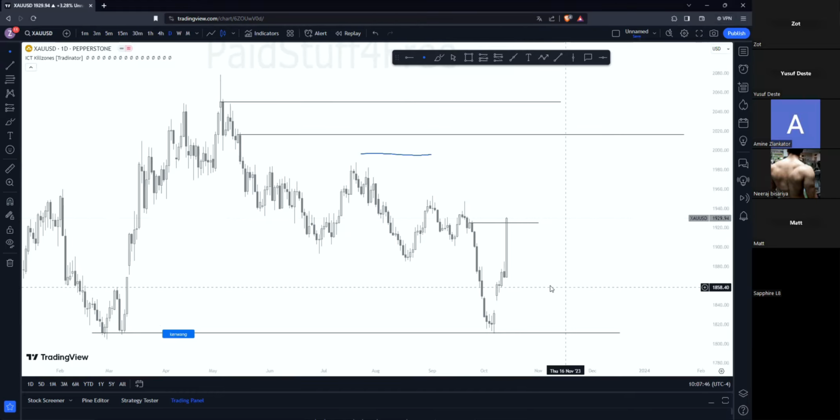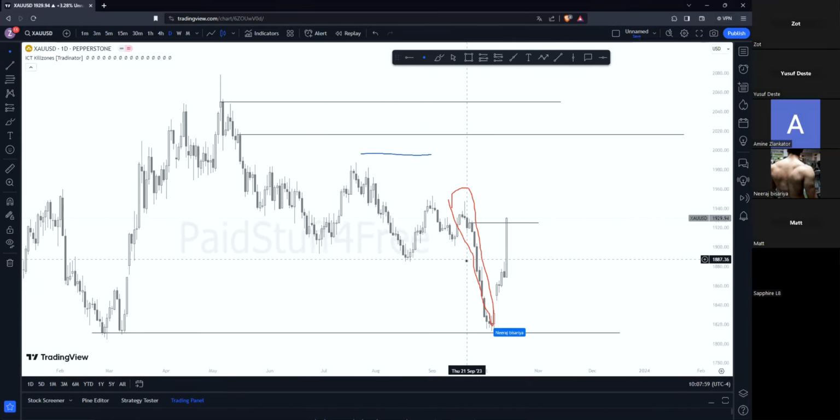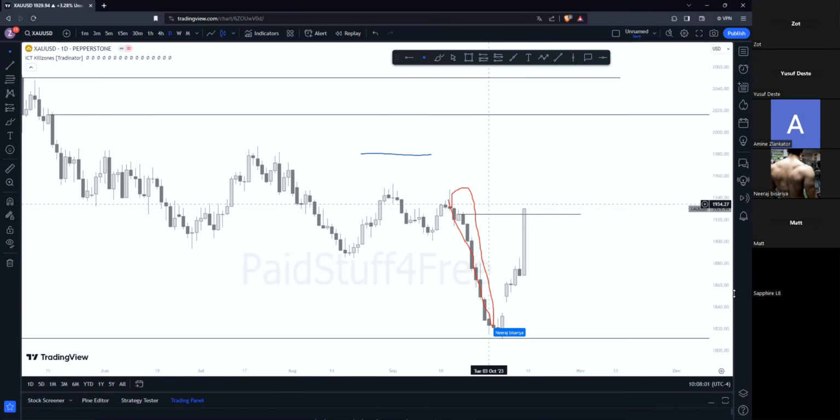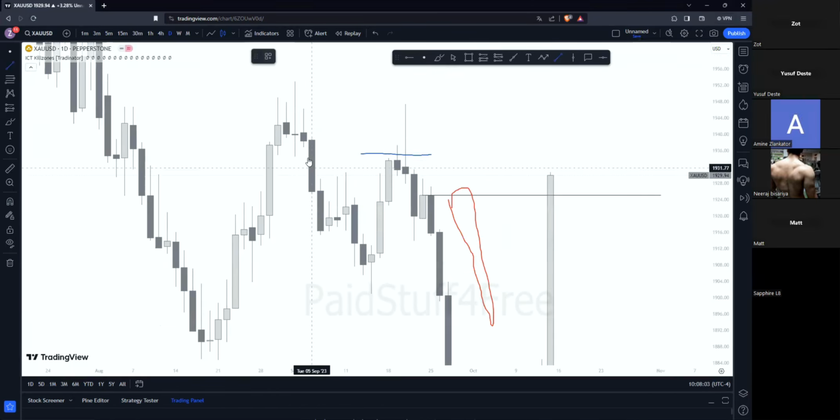This down move also comes from a weekly, daily, and 4-hour bearish storyline. Can you show me? I mean, this move. Yes, it's also coming from a weekly bearish storyline and daily bearish storyline.